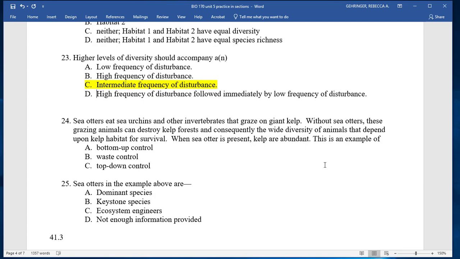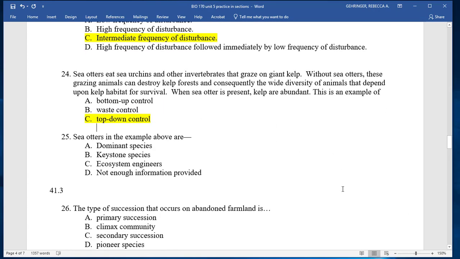So sea otters, are they at the top or the bottom of the food chain in this instance? They're at the top. So this is top-down control. And then in the example above, sea otters, are they the dominant species, keystone species, ecosystem engineers, or not enough information? They are the keystone species. Remember, that's named for that little piece in the arch where if that piece is not present, the whole arch falls over. So with the sea otter, if the sea otter is gone, then that whole community kind of crumples.